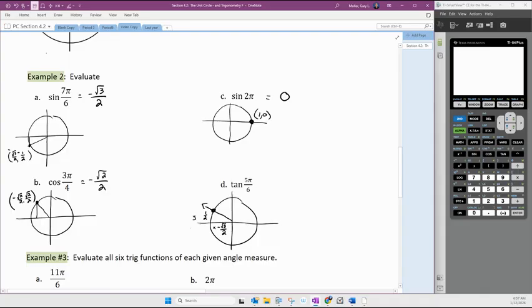So the tangent is the opposite side, which is 1/2 positive, divided by the x value, which is negative root 3 over 2. We divide fractions by multiplying by the reciprocal. So I'm going to multiply by negative 2 over root 3, which the 2's cancel, giving me negative 1 over root 3, which we need to rationalize, which would be negative root 3 over 3.